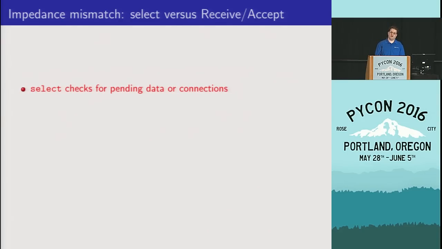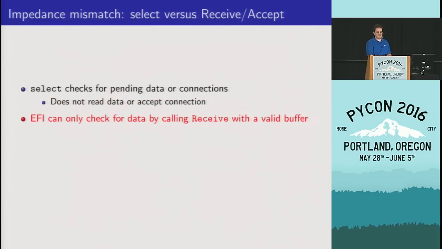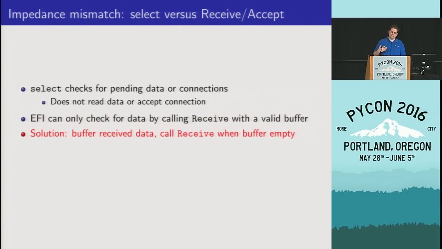So the first one here is that select in a POSIX system waits and checks until you have a pending connection or pending data. It doesn't actually read the data or accept the connection. In EFI, you call this function, which has a callback, and you have to give a buffer to it. And the way it tells you there's data is it says, here's the data, so you'd better be ready to have it. So at that point, we have to buffer the data that we receive, and we only actually call the underlying receive function when our buffer is empty. So this isn't too difficult to deal with. This is one of the easier problems to solve.